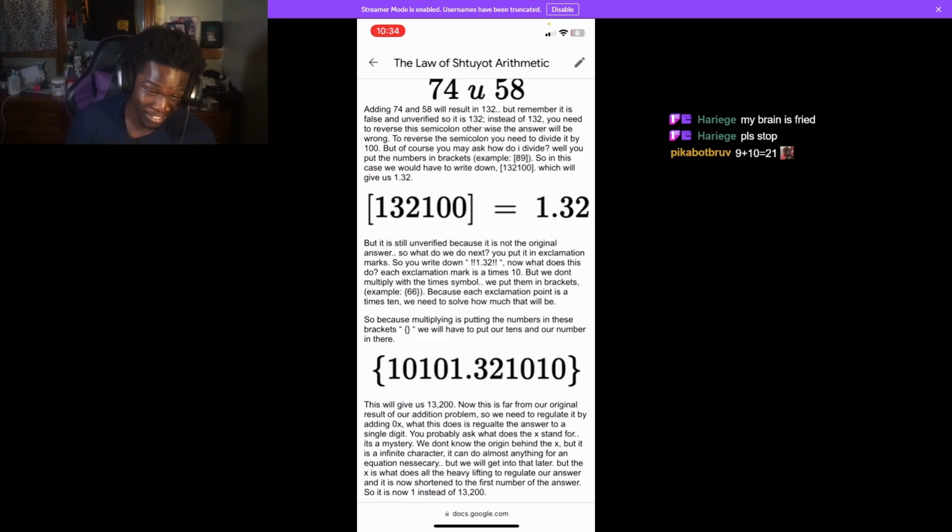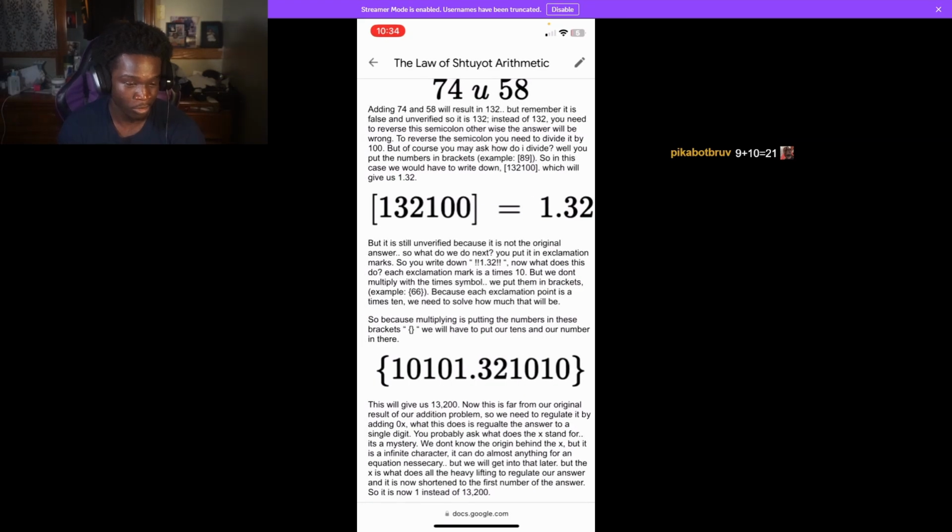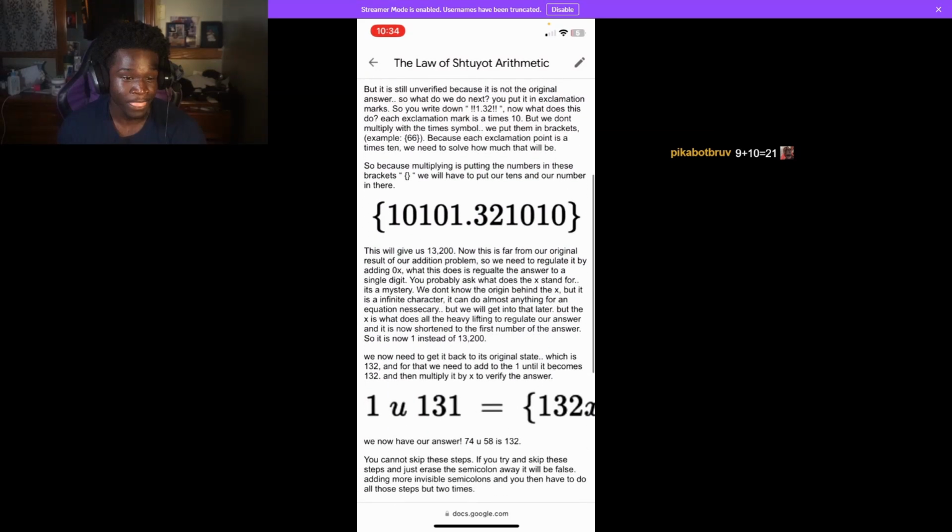Because each exclamation point is a times 10, we need to solve how much that will be. So because multiplying is putting the numbers in these, quote unquote, brackets, we'll have to put our tens and our numbers in there.